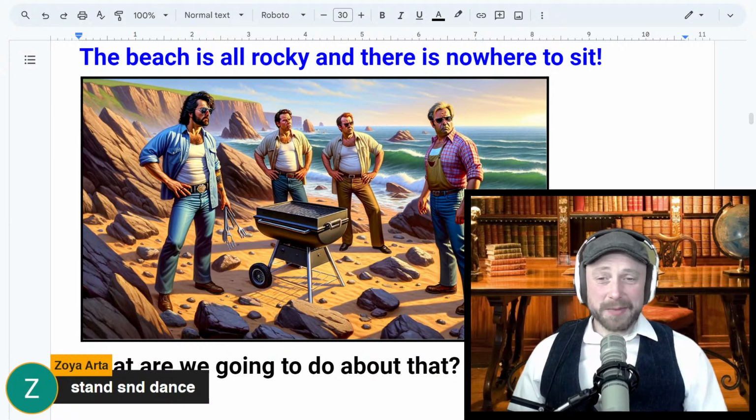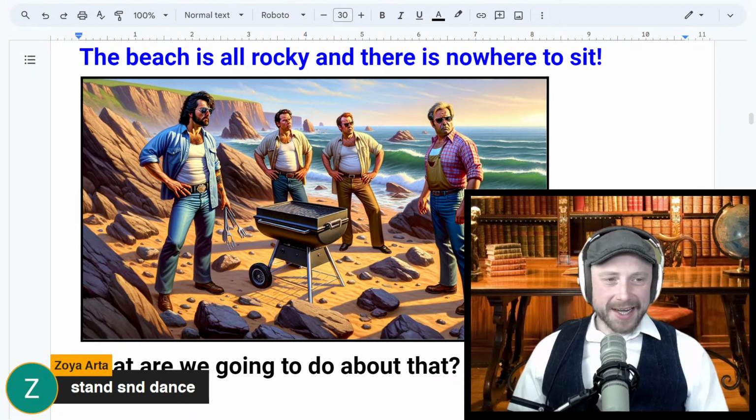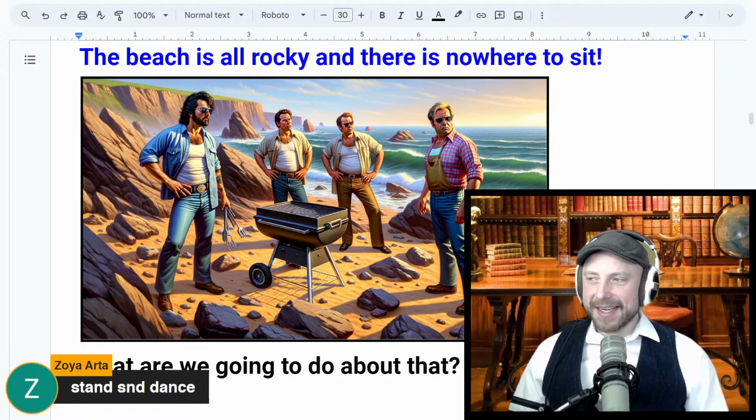So Zoya thinks maybe we should just stand and dance. Well, that's a good suggestion, Zoya, but eventually you start to get tired. And also, when you're having a barbecue, actually what you want to do is to sit and eat rather than stand and dance.